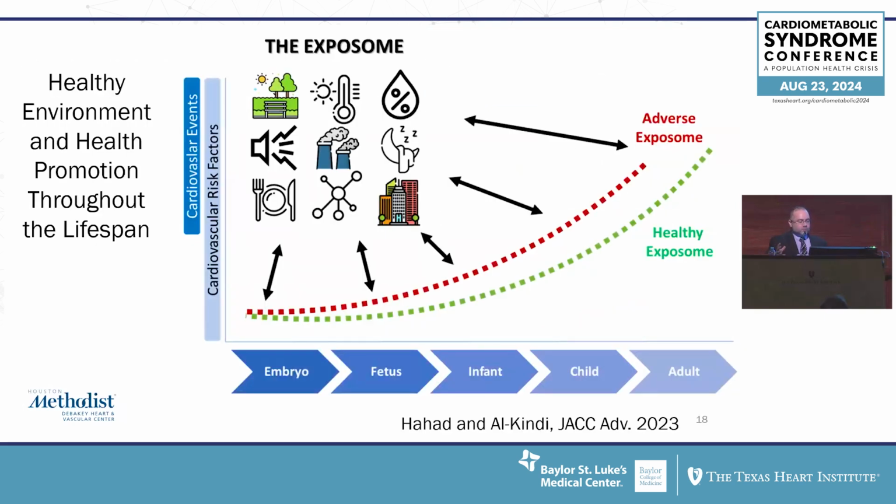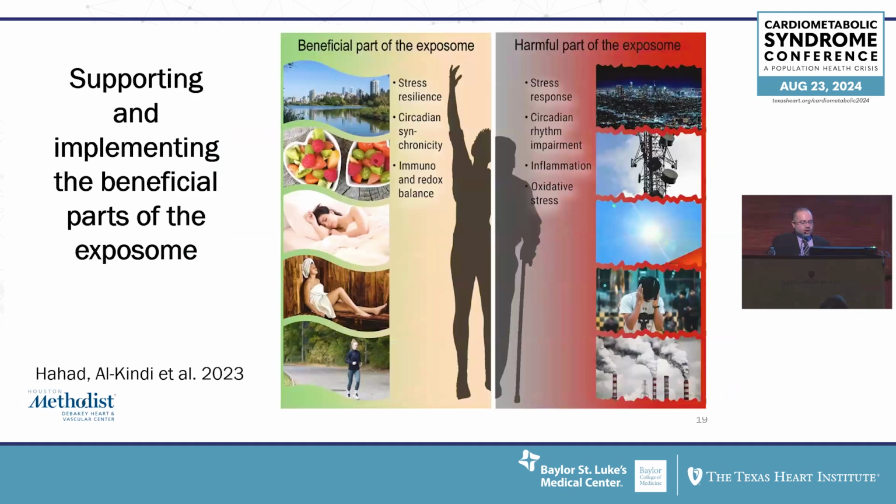So this is a conceptual framework thinking about the exposome. The exposome is from embryo throughout adulthood. And all of these things can be helpful or harmful. So we can think about the exposome, although it's always thought about as being bad, but really we can think about a healthy exposome. And how can we grow the healthy exposome as part of this? So the beneficial part of the exposome can enhance stress resilience, enhance circadian adaptation, and enhance our immunoredox balance, and that can maybe counteract some of the harmful effects of the exposome.